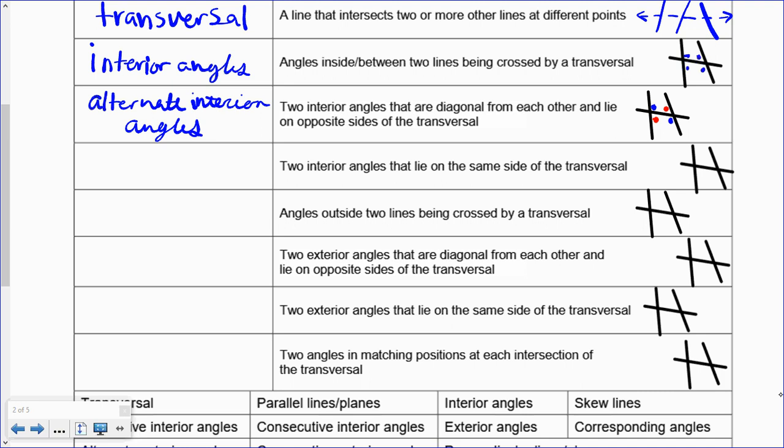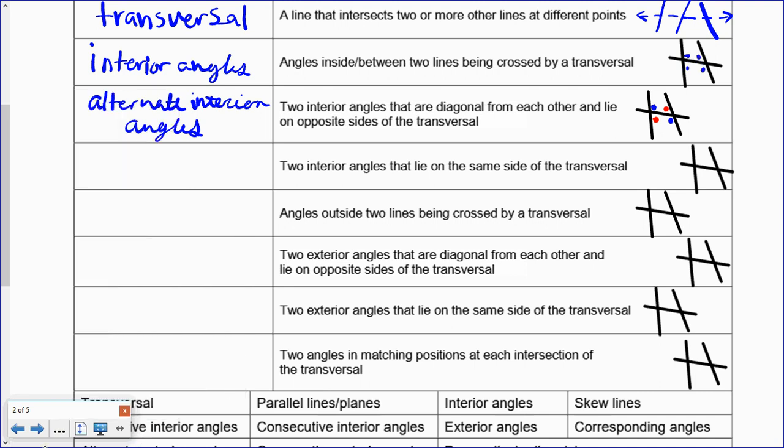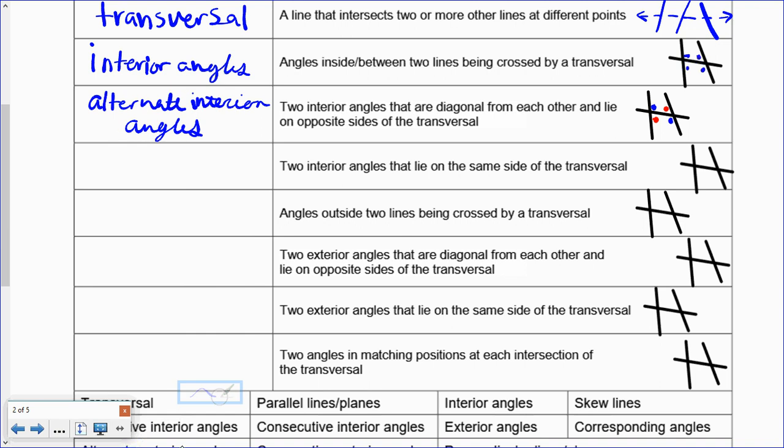Yes. Okay. Now we're going to talk about the definition underneath that. Two interior angles that lie on the same side. Consecutive. Consecutive interior.